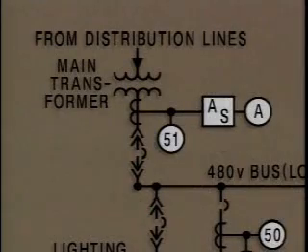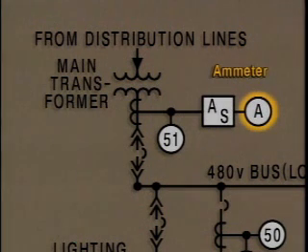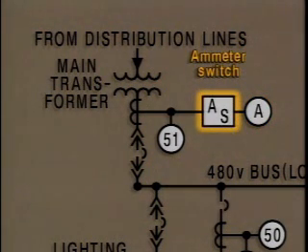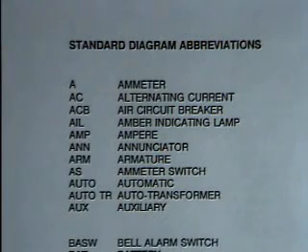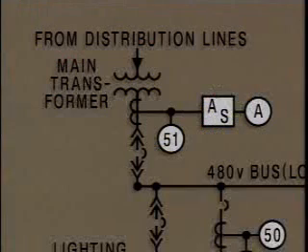In many cases, electrical components are represented by circles or boxes that contain numbers or letters. For example, a circle labeled A represents an ammeter, a device that measures the flow of electric current. And a box labeled AS represents an ammeter switch. The switch is used to open or close a circuit to the ammeter. These and other abbreviations used on electrical diagrams can be found in a standard diagram abbreviations table.